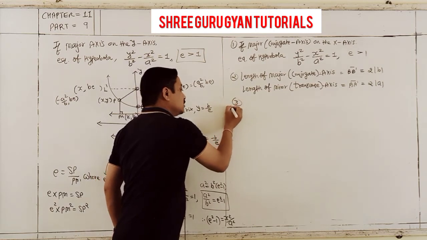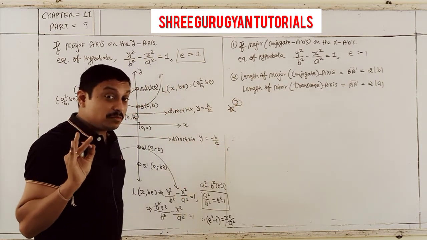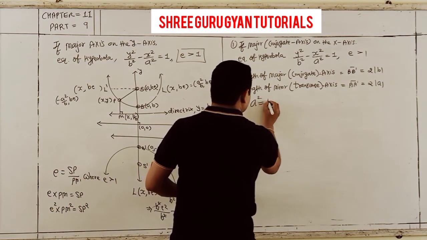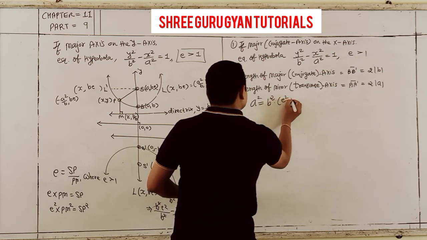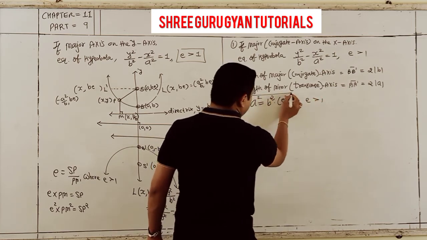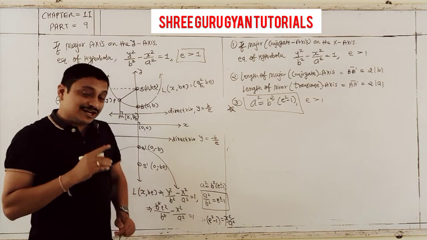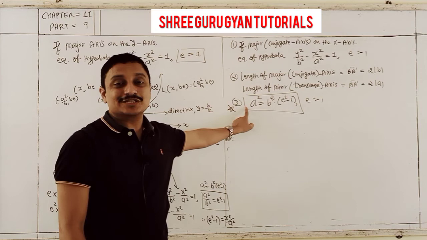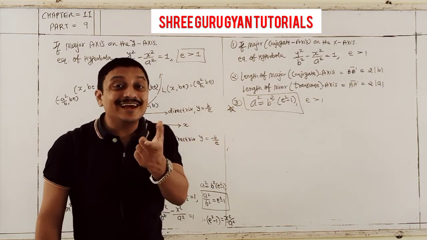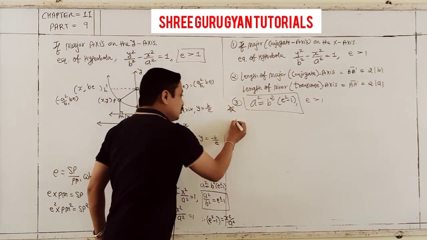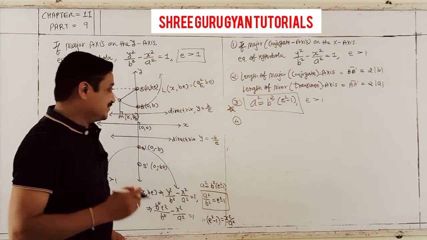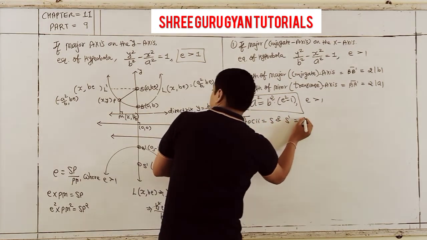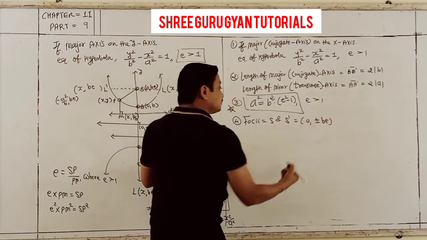Continue. Third point is the main point, which you should know by heart, that is this condition: a square is equal to b square times e square minus 1, where e more than 1. This is the main point. In ellipse also I wrote the third number in both cases, and in hyperbola also in both cases. These are used in questions on equations and numerical calculation. Now the fourth point, foci. Foci S and S dash are 0 comma plus or minus be. This is the focus.